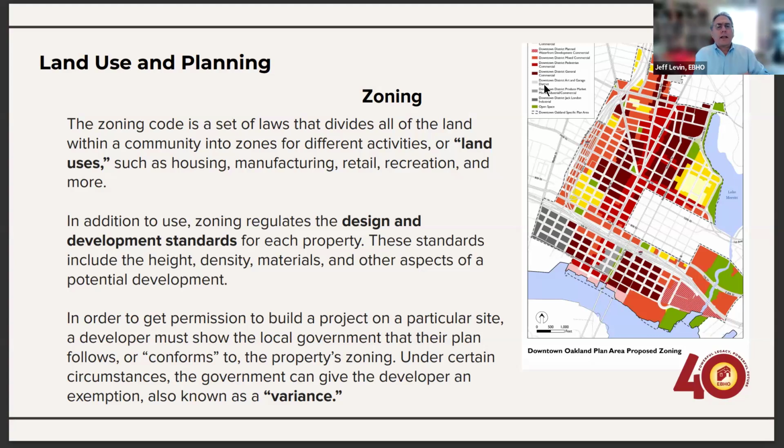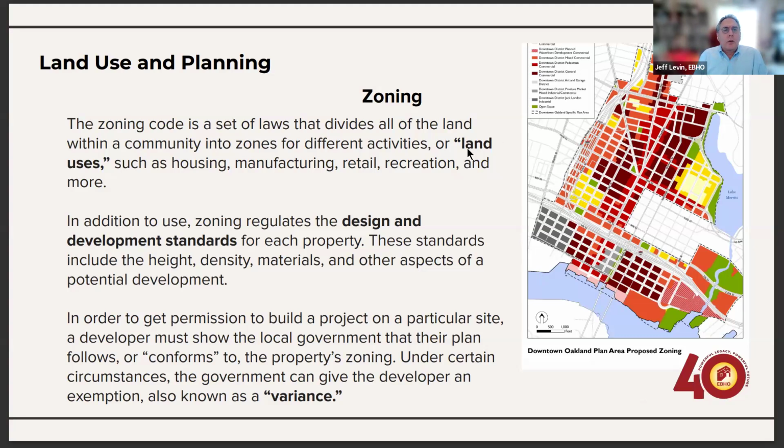Zoning takes that down to the level of individual parcels. And the zoning code is a set of laws that defines different activities and what uses are permitted on each parcel. You know, can you put housing there? Can you put retail, open space, industry, and so on? And that's broken down further, especially among housing. Different zones will allow different densities.